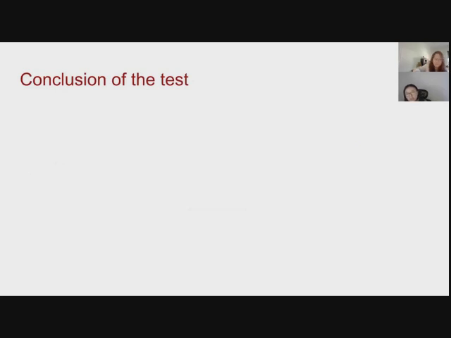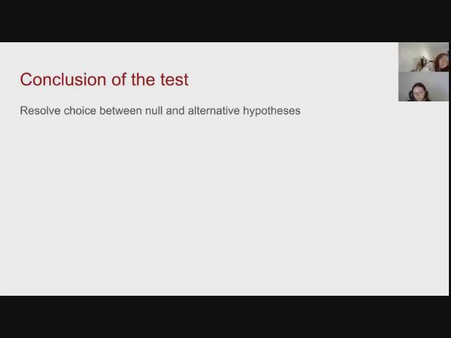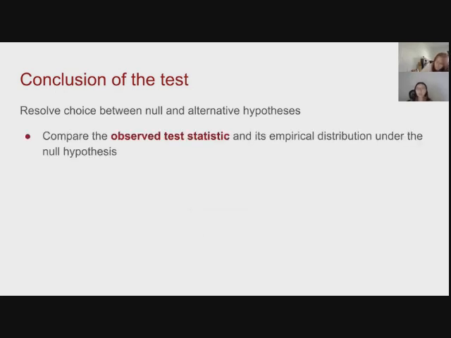We were already saying earlier, if it's consistent with the observed data, then what we're going to do. If it's not, what we're going to do. So now formally, we're going to say that how to resolve the choice between the null and the alternative hypothesis is how we are actually making the conclusion here. Okay, so we compare, right?